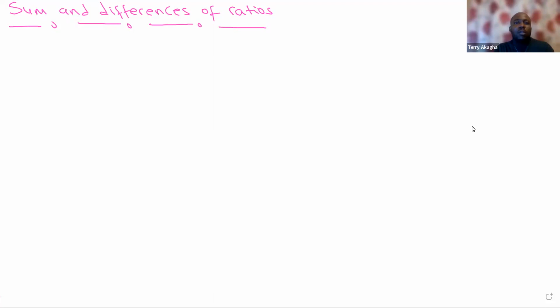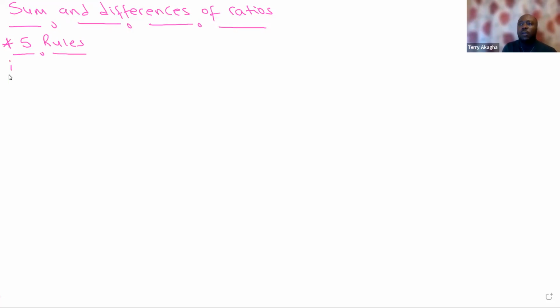So today we're going to talk about the sum and differences of ratios, which is similar to the sum of product formula. Some of you might see it as the sum of product formula, but it is very similar to that. Similar to all other topics we talked about, we apply the same 5 rules here as well.